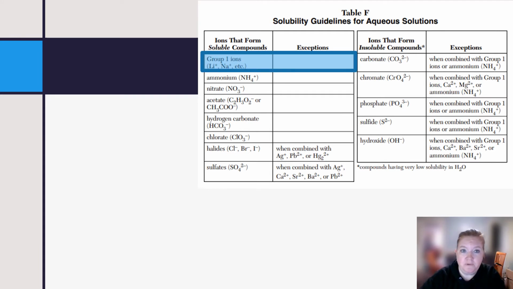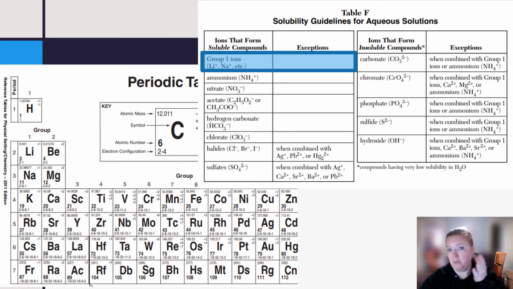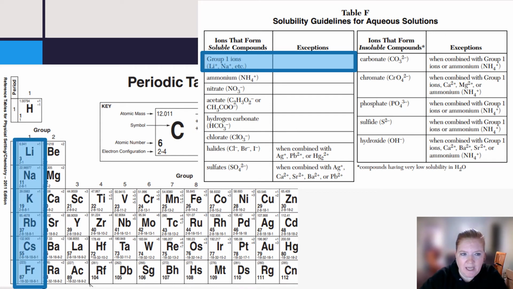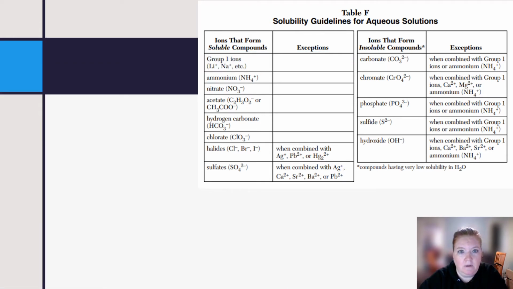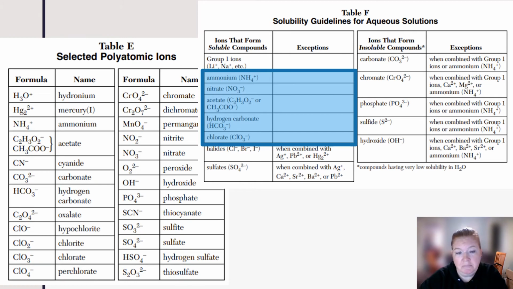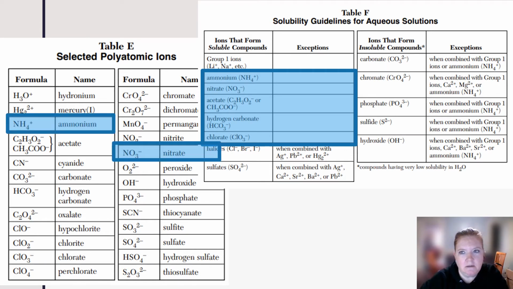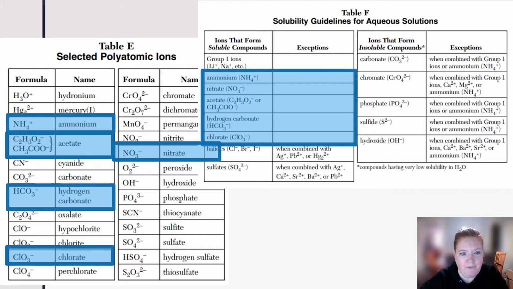Okay, so for example, there's one. Remember, it says group 1 ions, but that means all of that. Okay, all of them. It says Li+, Na+, etc. That means there's more. For these, most of these are coming from, well, this section anyway. These are all coming from table E, polyatomic ions. Look, there they are, there they are, there they are. Okay, so their names are here in table F, but they also are in table E, kind of all over the place. Okay.